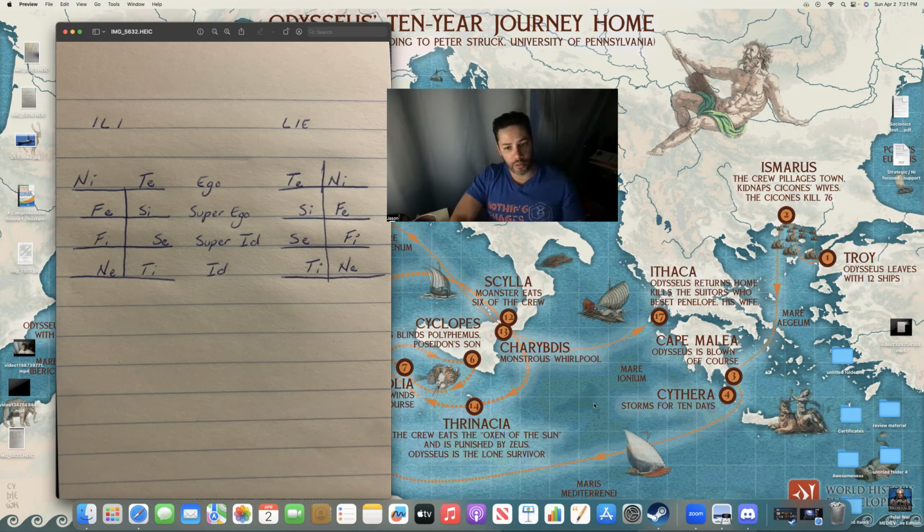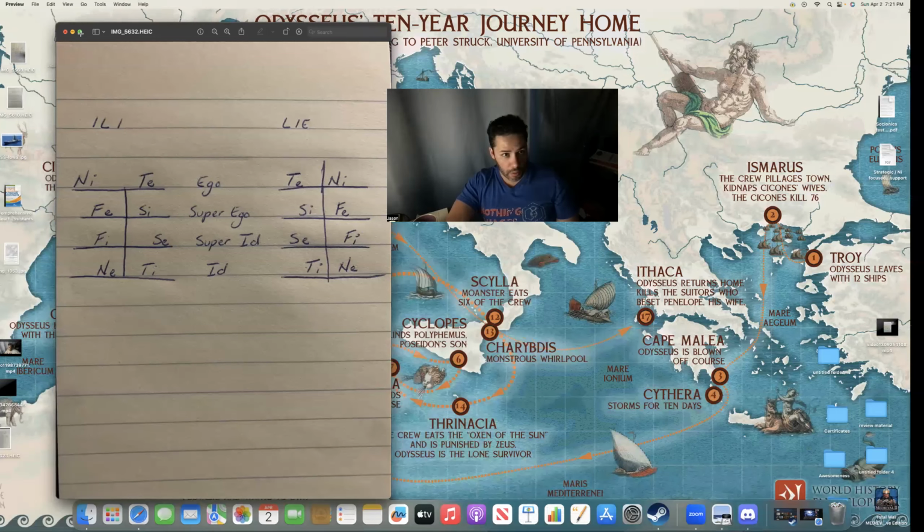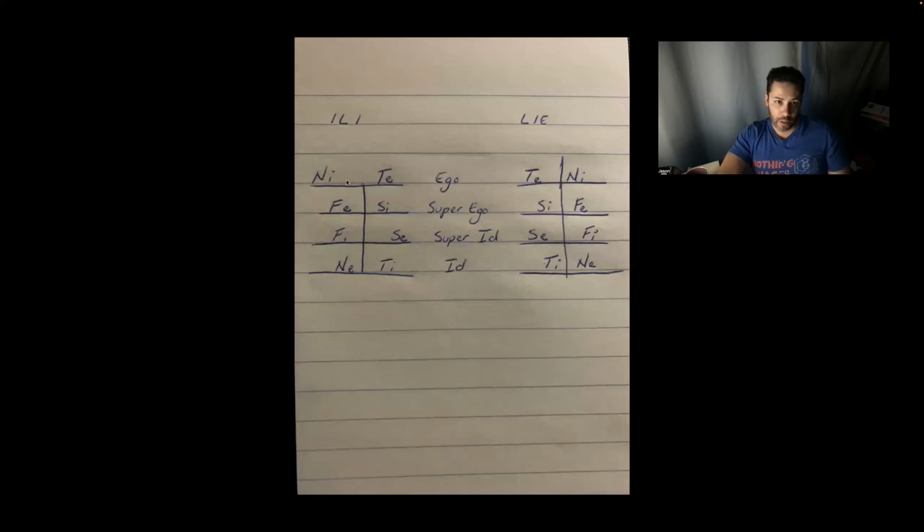Okay. So if we're looking at the breakdown, there you go. ILI on the left, LIE on the right. It's probably pretty familiar for many people. Pretty much the same person almost. At least on paper. That's what it looks like, but not quite. Why? What's the deal here?